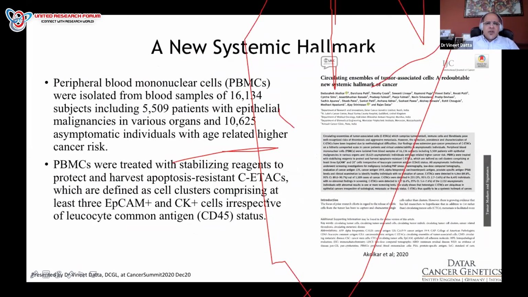And to move forward, what we've now started to look at are new hallmarks. This is a study that we just published earlier this year, looking at a sizable cohort of about 16,000 subjects, with blood samples from over 5,000 patients processed for stabilization and isolation of what we call circulating tumor ensembles or cells. These are C-TACs, which are clusters comprising at least 3 EpCAM-positive and CK-positive cells, irrespective of CD45 status. What we found was that in over 88% of the patients with local disease and over 3,000 patients with metastatic disease, there was a high concordance with the C-TACs that we found in that subset of the population.